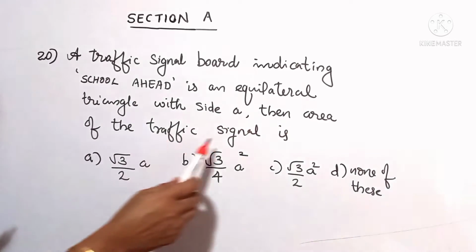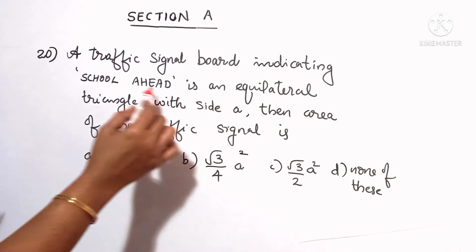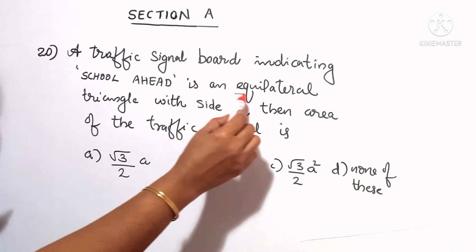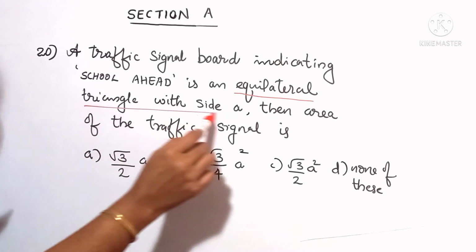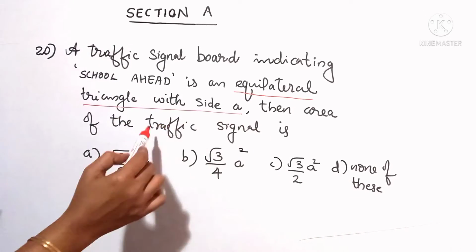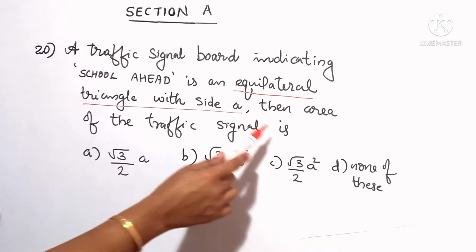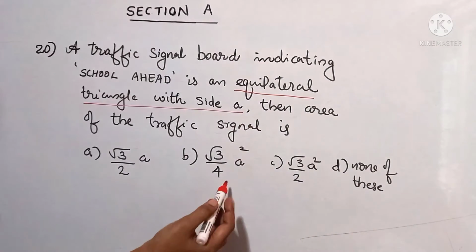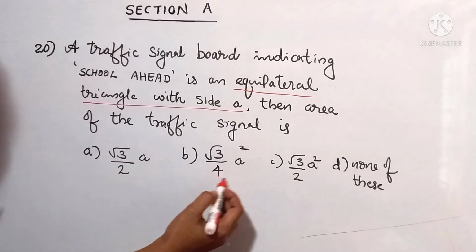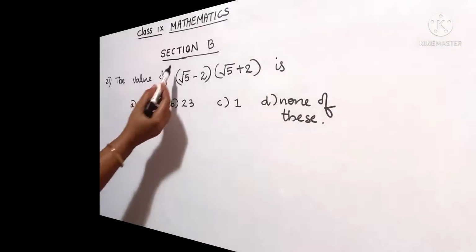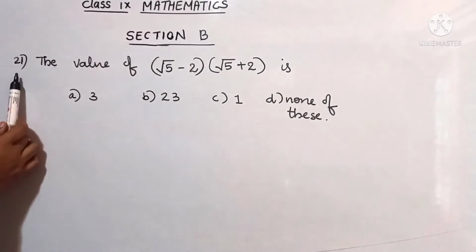Number 20: a traffic signal board indicating school ahead is an equilateral triangle with the side a. Then the area of the traffic signal is, we know, the area of an equilateral triangle with the side a. What is the area of an equilateral triangle with side a? We already studied that. That is root 3 a square by 4.